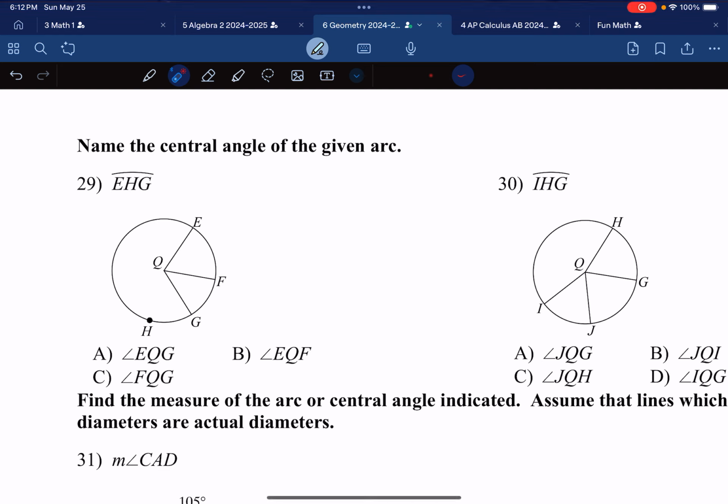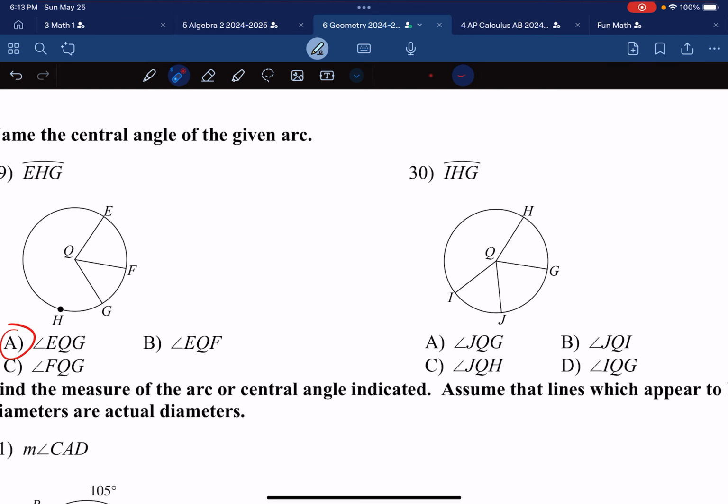Moving on to 29, central angle. So EHG means we're going all the way around on the outside. This angle is made by this angle right here, which you can say is EQG. So EQG is option A. What about for IHG? IHG is doing this arc right here. That angle corresponds to right here. So this angle is IQG. Okay, option D.